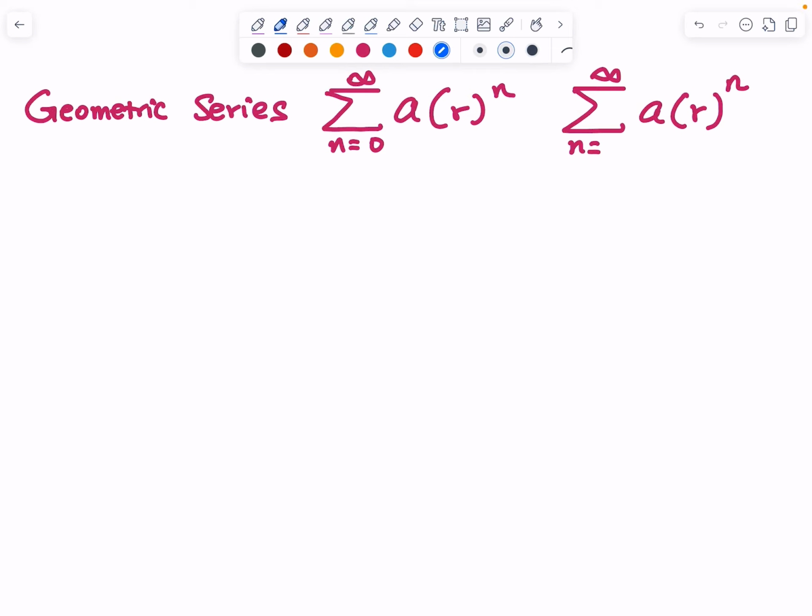In a geometric series, you often see that n starts at 0 and then goes all the way to infinity. So if n goes from 0 to infinity, you have a times r to the n. And when n starts from 1, you need to do a minus 1 in the power, because when n equals 1, 1 minus 1 goes back to 0, the same as when n equals 0.